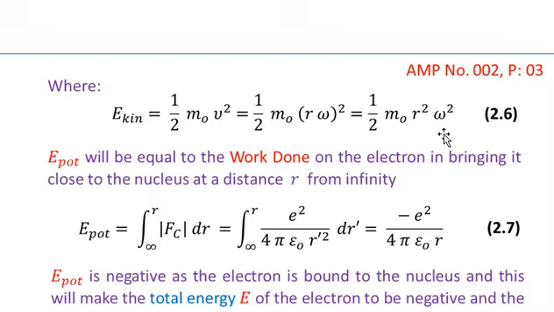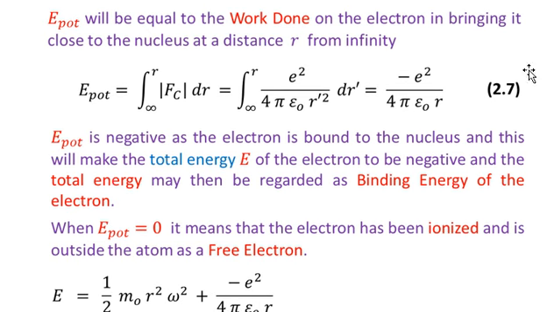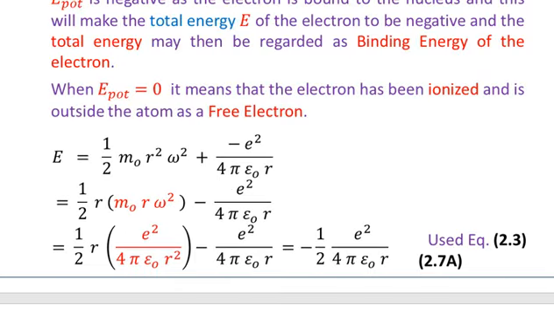which gives you the potential energy of the electron, and 2.6 gives you the kinetic energy of the electron. So E potential is negative as the electron is bound to the nucleus, and this will make the total energy E of the electron a negative quantity, and the total energy may then be regarded as the binding energy of the electron. And when the potential energy is zero, that is when E potential is equal to zero, it means that the electron has been ionized and it is outside the nucleus as a free electron.